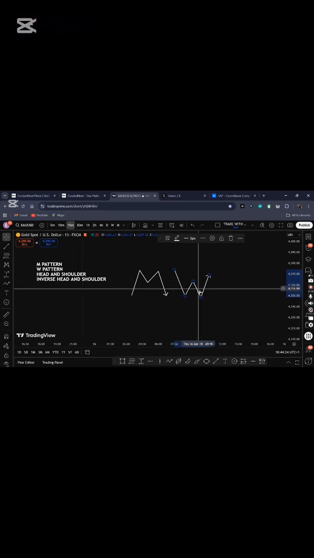Then the second one is the W pattern. You can also call this a double bottom. It comes down, goes back up, then the price comes back to make an equal low with the previous low, and it moves back up. So the mindset behind this is looking for a buy. The price will come back to this previous low, and you check for candlestick confirmation to take a buy.